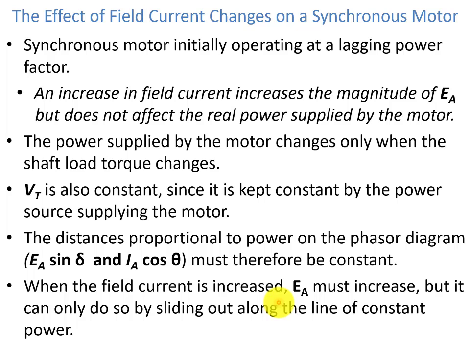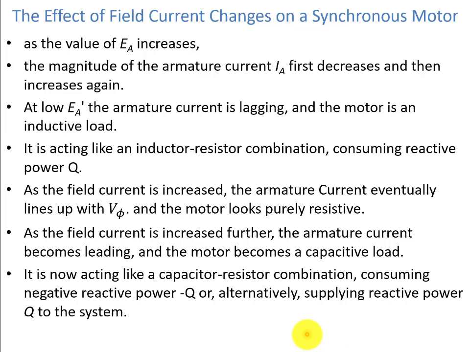So when the field current is increased, obviously EA must increase because EA depends on IF. But it can also do so by sliding out along the line of constant power. So as the value of EA increases, the magnitude of armature current IA first decreases and then increases again. At low EA, the armature current is lagging and the motor is an inductive load. It is acting like an inductor-resistor combination consuming reactive power Q.